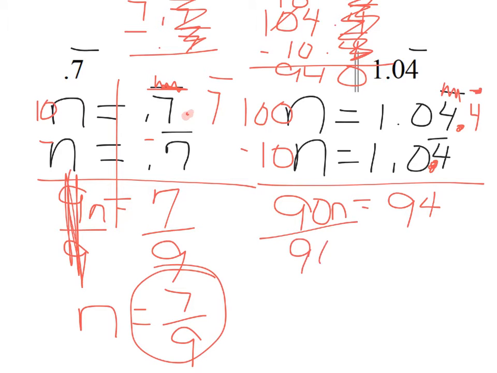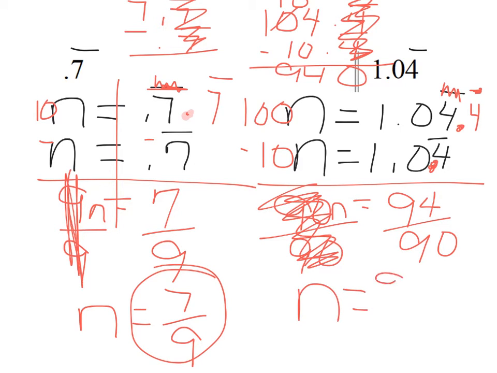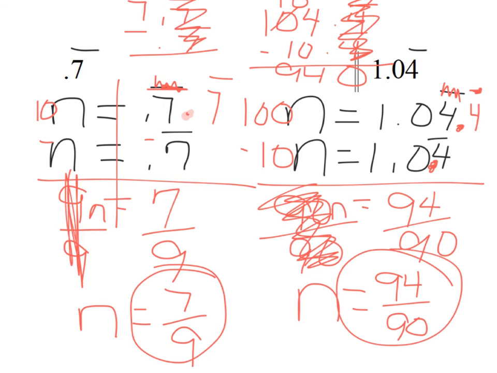Now I finish the problem by dividing by the 90. On the left-hand side, the 90's cancel out, meaning the number is equal to 94 over 90, which now I would want to start reducing, but most of the time, all of your programs like Khan will accept the answer in unreduced form.